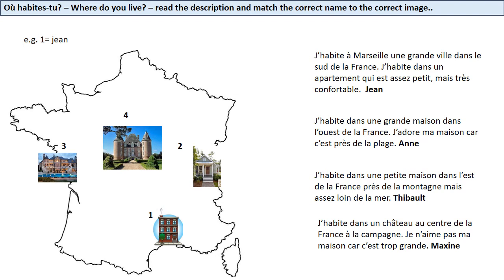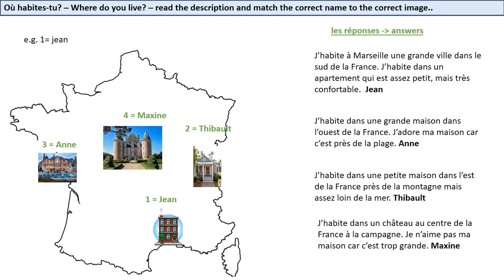So obviously on the map then we can see from the picture that he lives in the south of France. It's the only one really down there in the south. He lives in an apartment. We've got a picture of an apartment building, and then he gives some extra details about his apartment. Okay, so there we go. I'll leave you to answer the rest of those, so you can pause the video now and write your answers to the rest of the questions now.